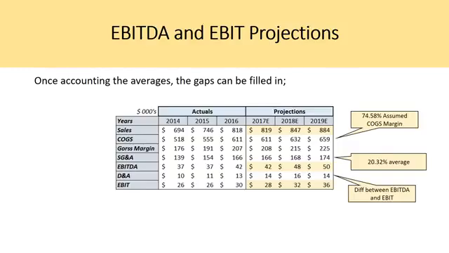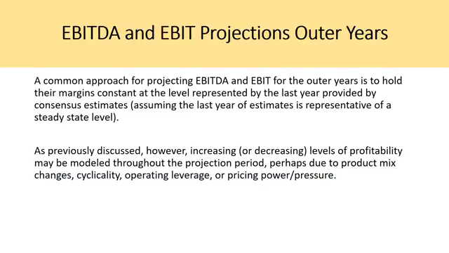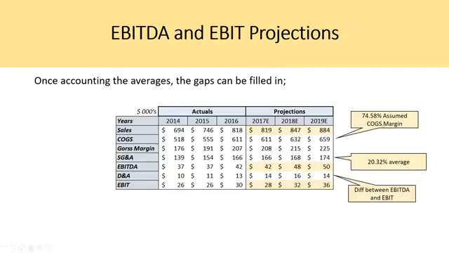Okay. So a common approach for projecting EBITDA and EBIT for the outer years is to hold their margins constant at the level represented by the last year provided by consensus estimates. Essentially that means you take the percentage, so you divide 50 by 884 and 36 by 884, and that margin can hold constant or you can increase or decrease it by a little bit. Again, it depends on the type of company. For stable companies, that works, but for growing companies, you need to start projecting EBITDA as well.